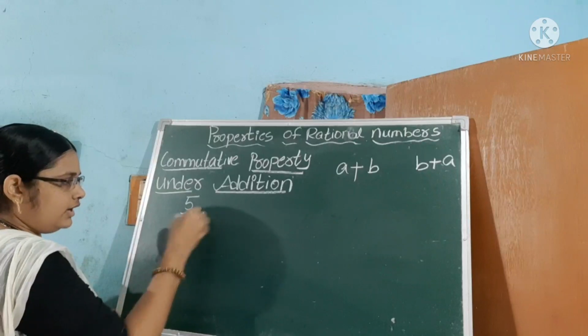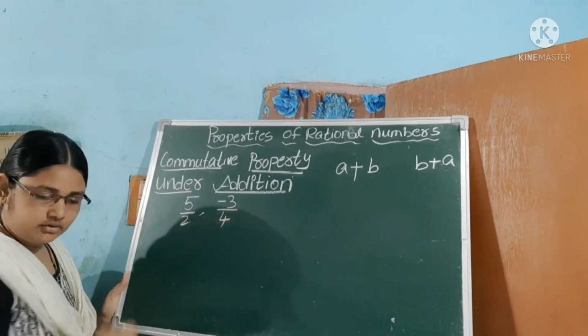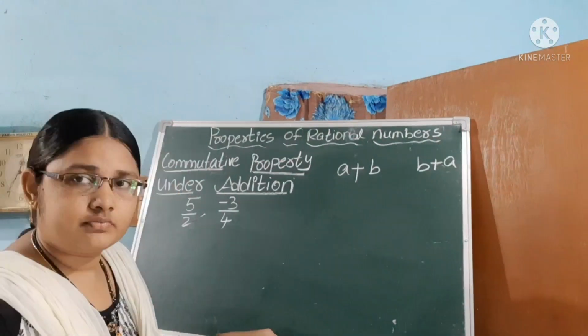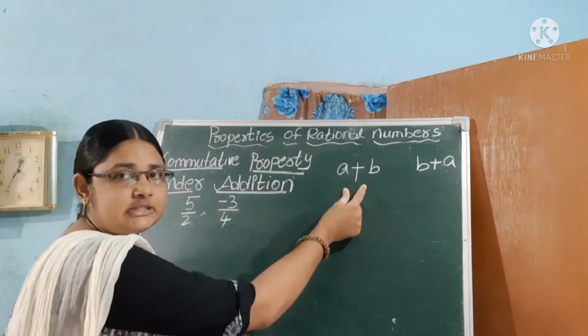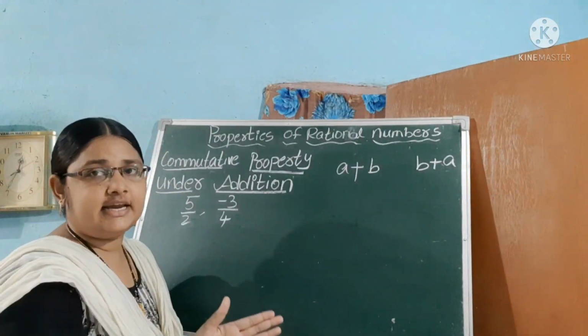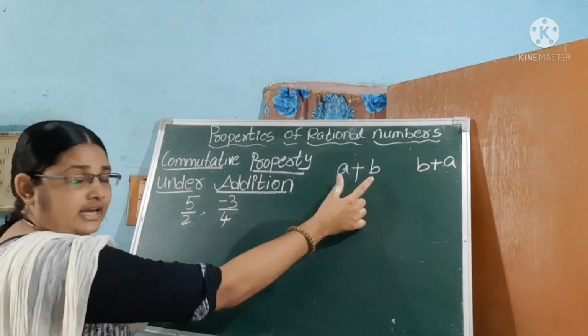5 by 2 and the second one is minus 3 by 4. So first take the LHS part and next the RHS. LHS means left hand side, RHS means right hand side. Okay, so the LHS part is A plus B.